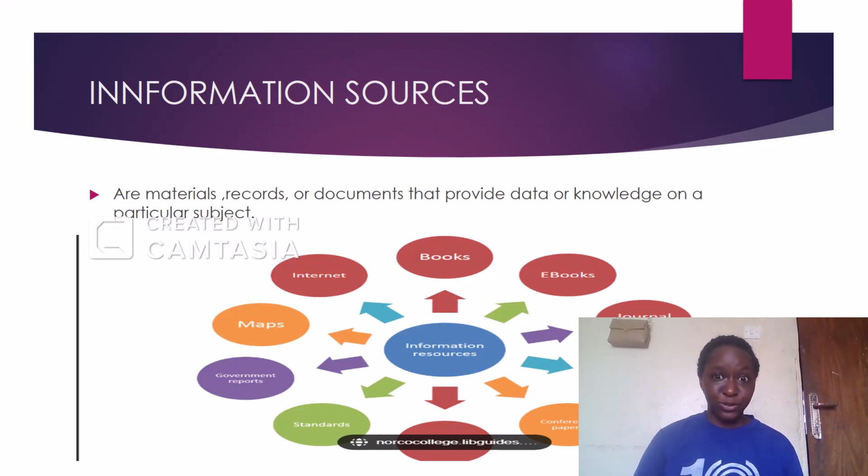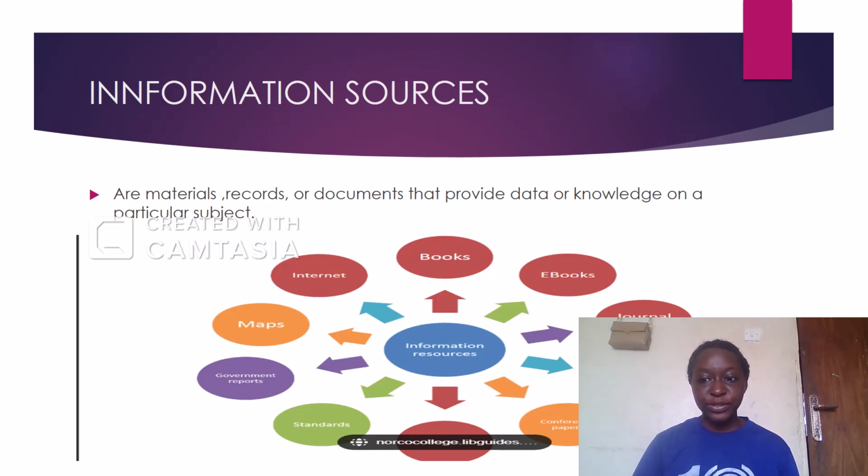There are different information sources. There are books, we have journals, articles, documents, newspapers, maps, social media platforms. There are a lot of information sources, but those information sources are categorized into different types. They're divided into different types to make us easily understand. And these types are primary, secondary, and tertiary.